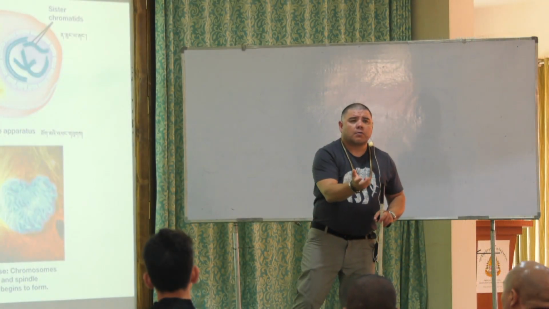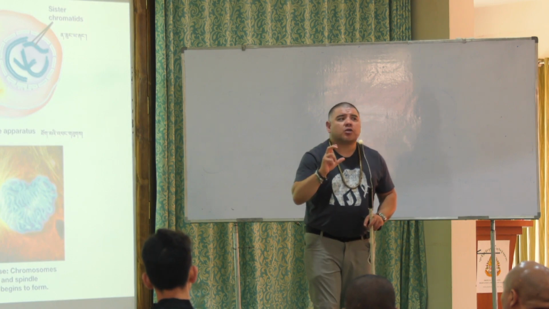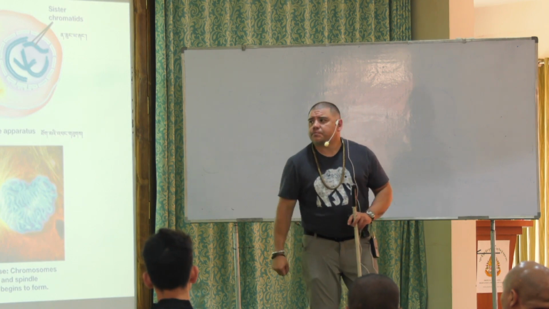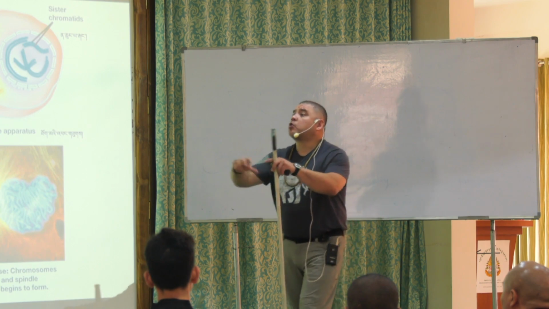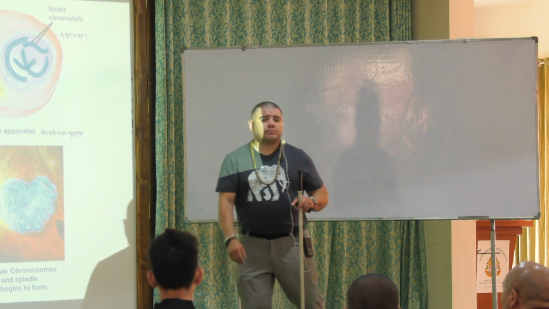Does that make sense? Can you repeat that? Yeah, so during interphase, G1, S, and G2, before mitosis, chromosomes are decondensed. You cannot see them under a microscope. They're not condensed.